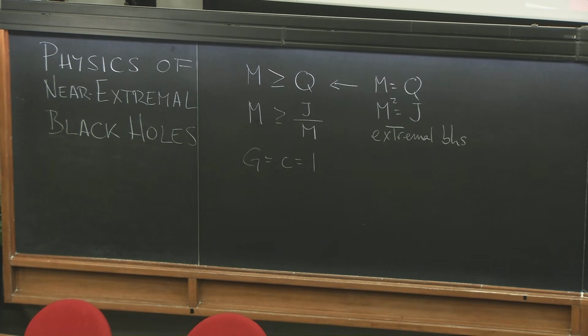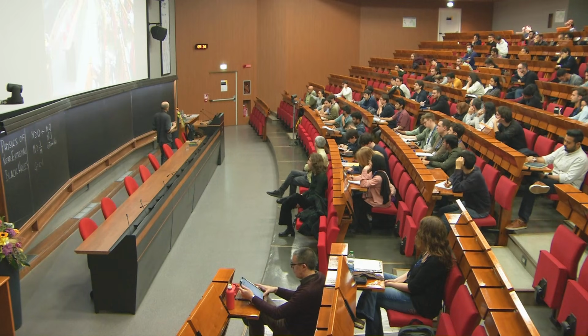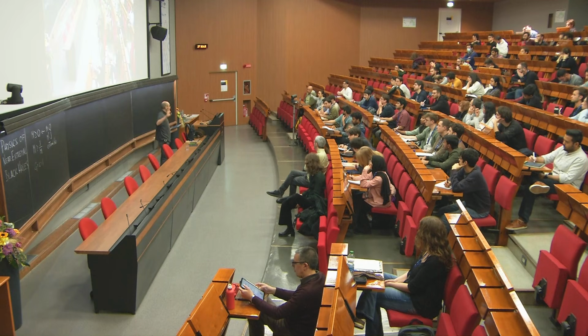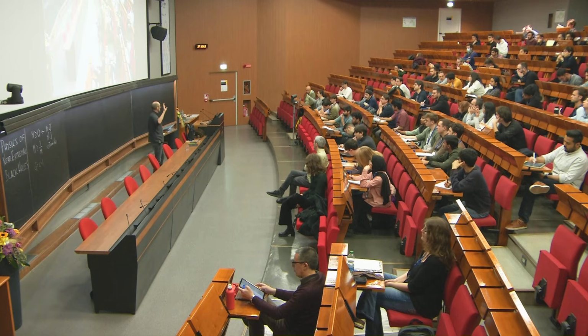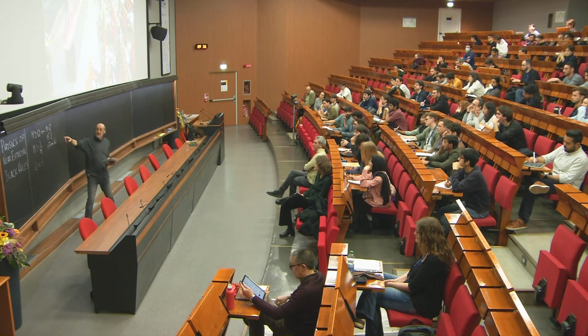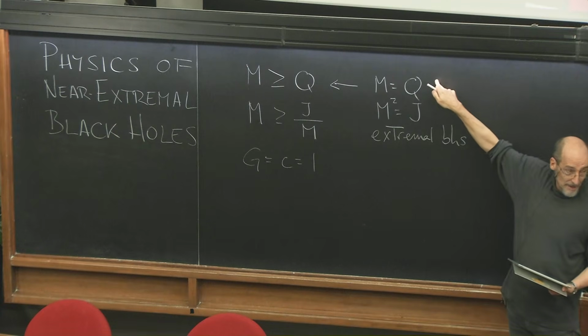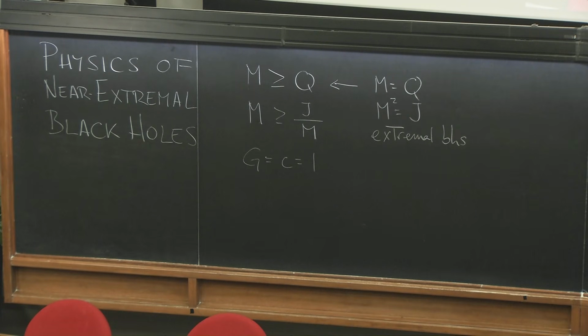Extremal black holes: when either m is q or when m squared is j, or do you have to have both at the same time? No, you can have them separately. There can be neutral black holes which are rotating, in which case the extremal bound is 1. You can have charged black holes which are not rotating, then the bound is this one. You can have them both rotating and charged, and then the bound changes, and I'm not going to discuss that.